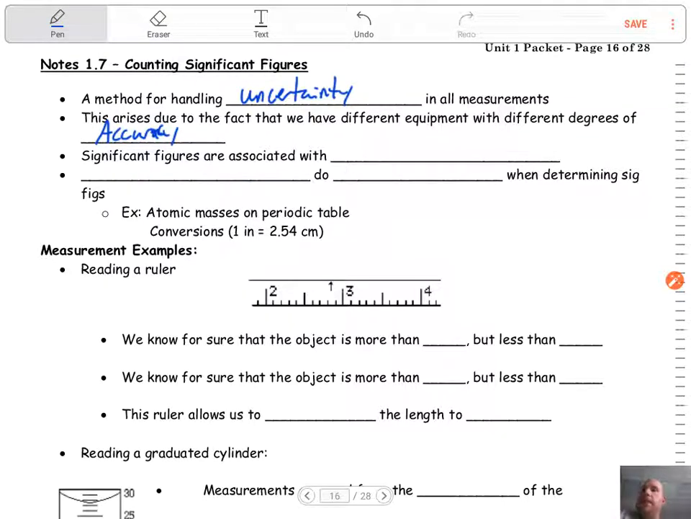Significant figures are associated with measured values. So every single measurement has sig figs related to it. Exact numbers do not count when determining sig figs. So atomic mass on the periodic table would be an example of that. That's an exact number. Conversions, 1 inch equals 2.54 centimeters. So when we get into conversions in a video or two, we won't worry about it. It really comes back to just the numbers that have been measured.